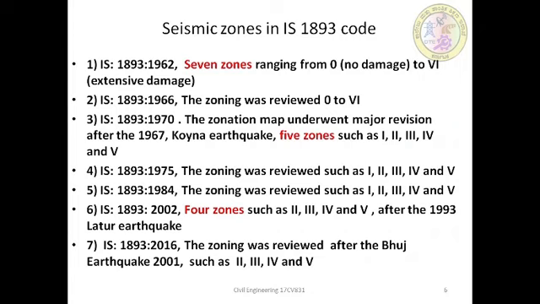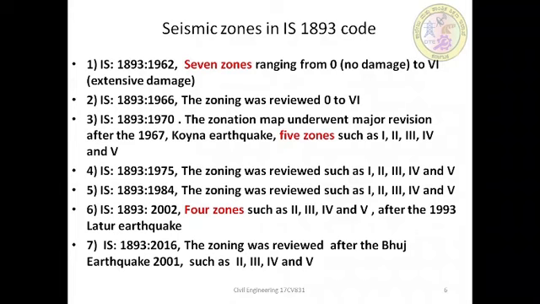The Indian standard provided the first seismic zone map in 1962. You can see it, serial number 1 is 1962, and it was later revised in 1967, 1966 as well as 1970, 1975, 1984, 2002 and 2016. So like that, there are different zonation maps.